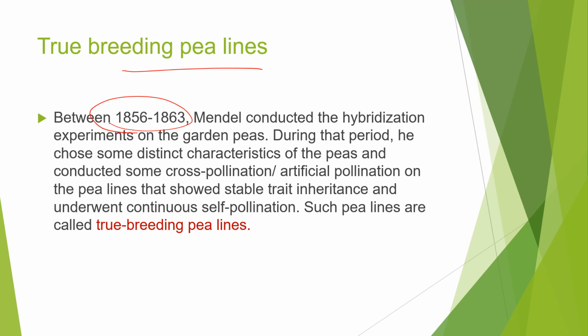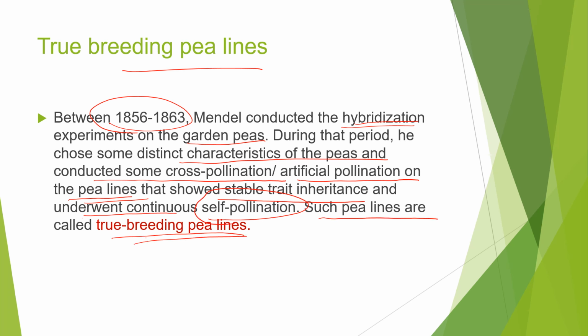Between 1856 and 1863, in 7 years, Mendel performed hybridization experiments on garden peas. During that period, he chose 7 pairs of contrasting characteristics of peas and conducted cross-pollination and artificial pollination on the pea lines that showed stable trait inheritance. That is, one trait or characteristic is carried from one generation to another, and these underwent continuous self-pollination. Such pea lines are called true breeding pea lines. Self-pollination is pollination within the same plant, a plant having both male and female features, with pollination done within itself. So it's not cross-pollination, it's self-pollination, and only such pea lines are called true breeding pea lines.